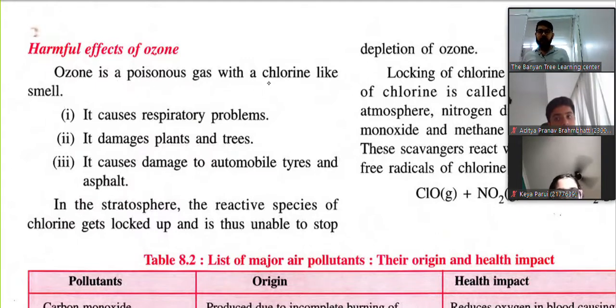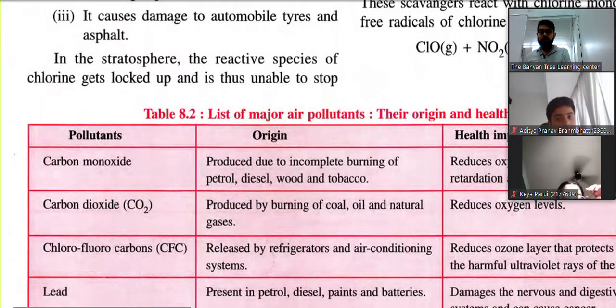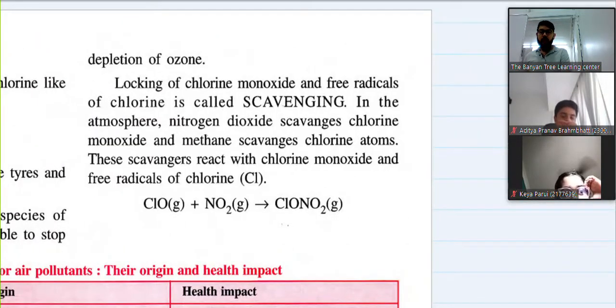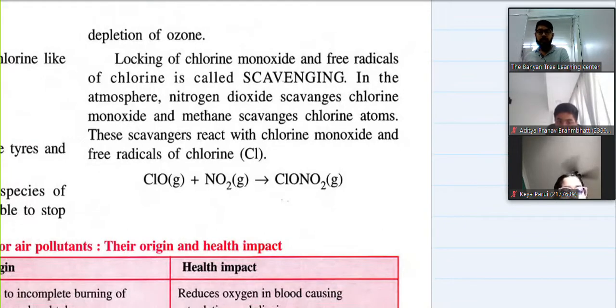Ozone is a poisonous gas with a chlorine-like smell. It causes respiratory problems. It damages plants and trees and also damages automobile tires and asphalt. In the stratosphere, the reactive species of chlorine get locked up and are thus unable to continue the depletion of ozone. Locking of chlorine monoxide and free radicals of chlorine is called scavenging. In the atmosphere, nitrogen dioxide scavenges chlorine monoxide and methane scavenges chlorine atoms. These scavengers react with chlorine monoxide and free radicals of chlorine.